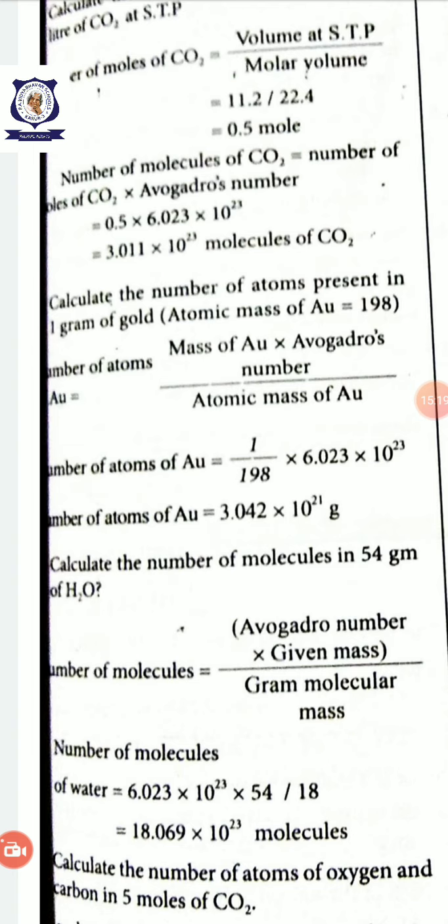So 54 by 18, so 3. So we will multiply 3 into 6.023, we will get 18.069 into 10 power 23 molecules. Next question.